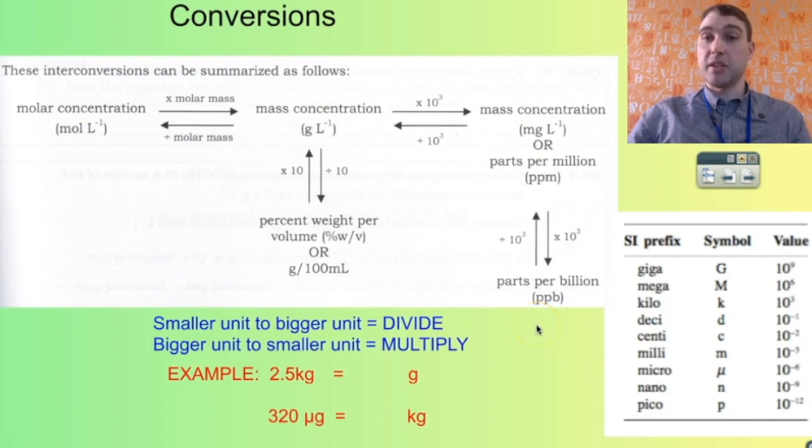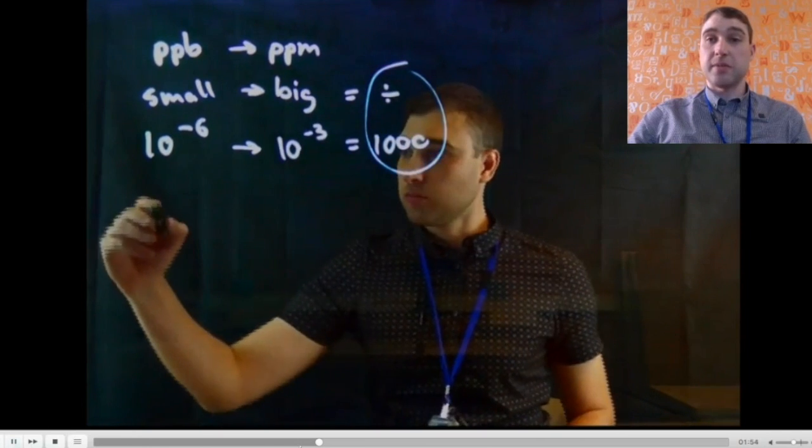So a part per billion, another way of thinking of that is a microgram per litre or a microgram per kilogram. Whereas parts per million is milligrams per litre or milligrams per kilogram. So there's a 1,000 difference between these two. So my conversion factor is I'm dividing by 1,000.